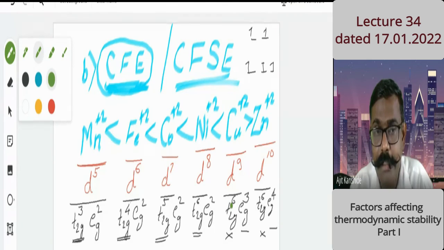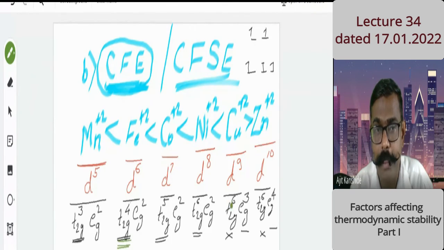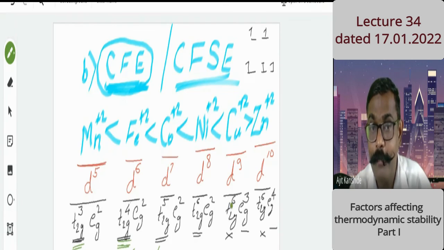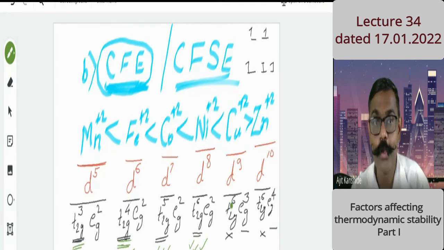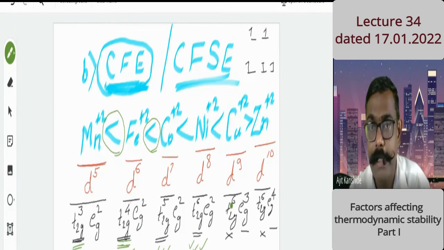Here there is an increase in the T2G orbital electrons, compared to T2G3 and T2G4. So the stability here will be more, and here furthermore, and here furthermore. So the stability increases as I move from left to right.